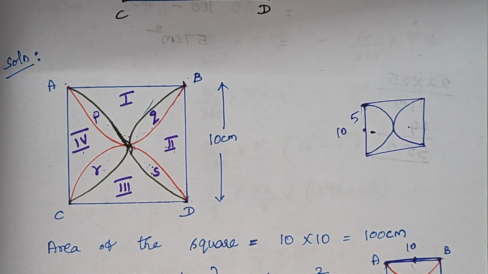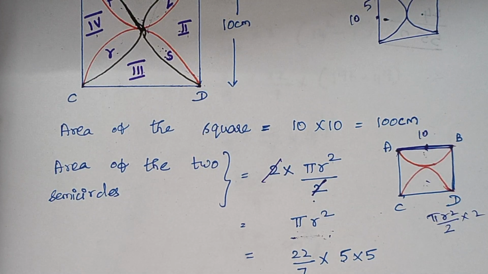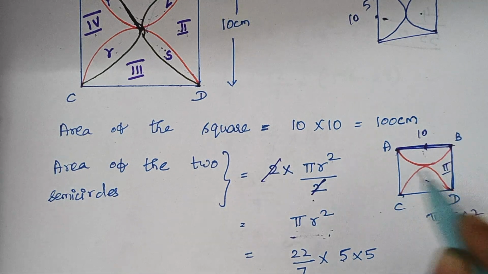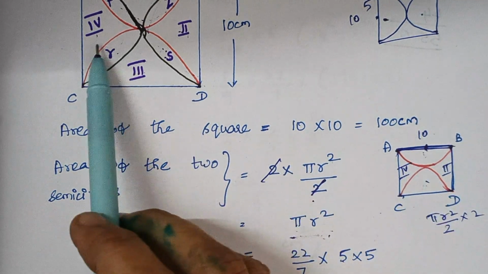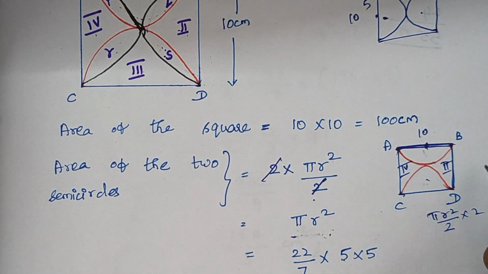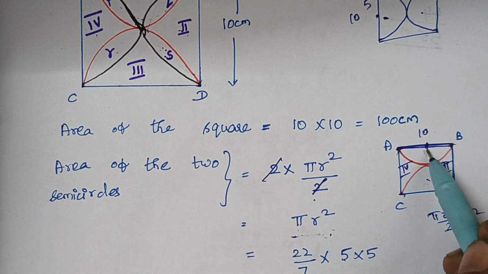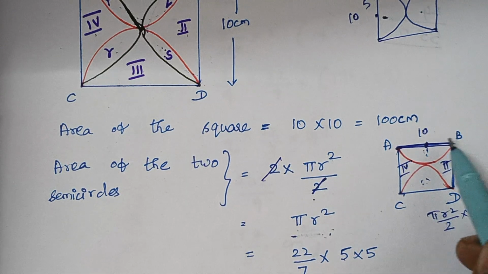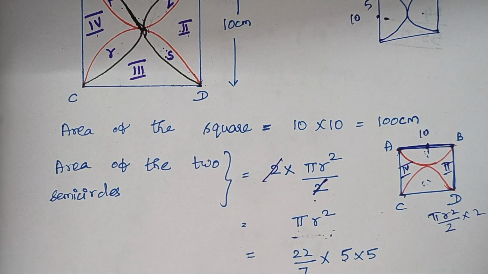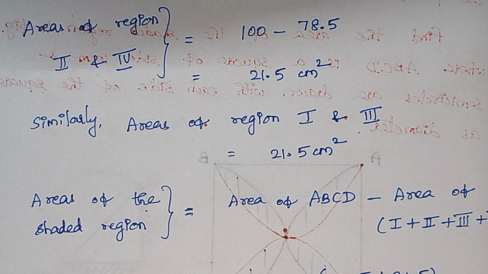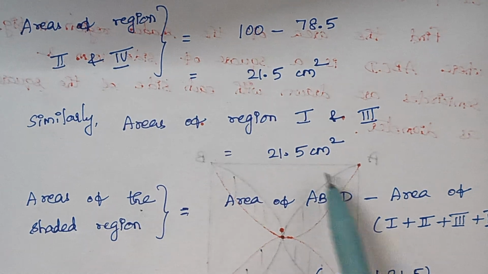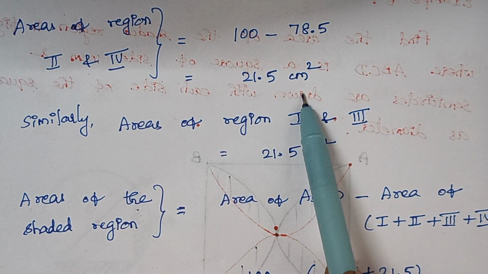Right. So now we are going to find the value of region 2 and 4, just as I marked here. So 2 and 4 can be easily calculated. How? When you subtract these 2 areas from the area of the square, I can easily get these 2 values. Say yes or no. So 100 minus 78.5 gives 21.5 centimeters square.